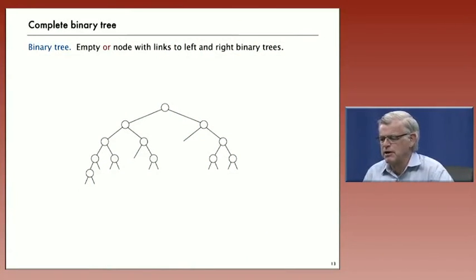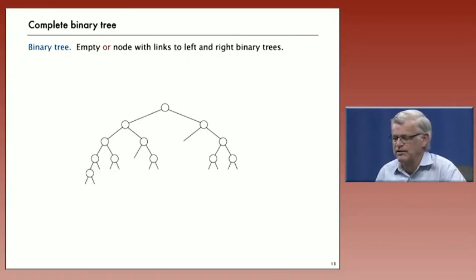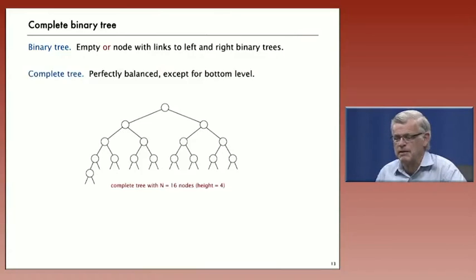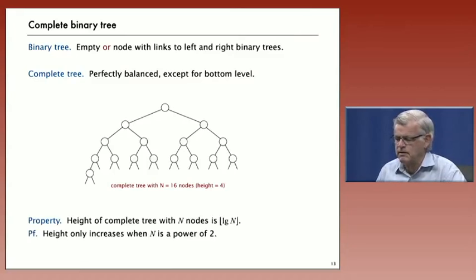So a complete binary tree, well, first of all, a binary tree is either empty or it's a node with links to left and right binary trees. So that's an example of a binary tree. A complete binary tree is one that's perfectly balanced except possibly for the bottom level. So there might be a few nodes on the bottom level and one level lower than the bottom level, but otherwise all the levels are full. And we'll see how that looks in just a second.